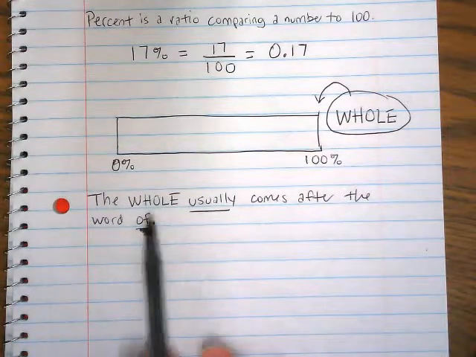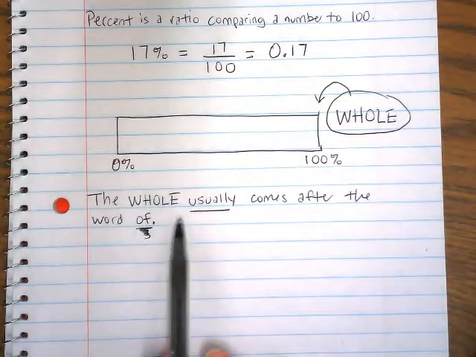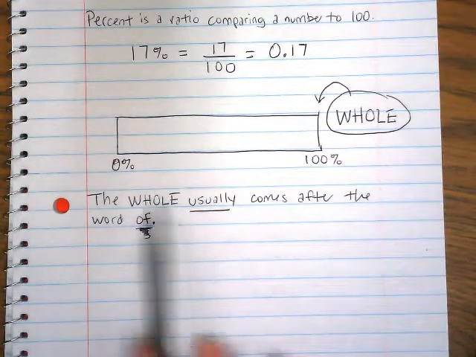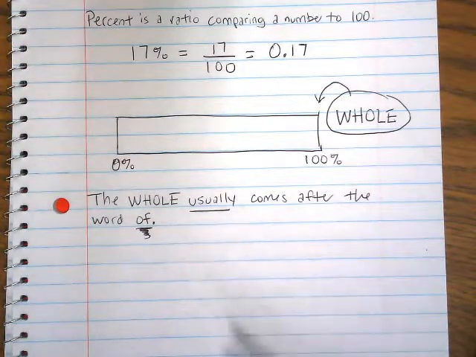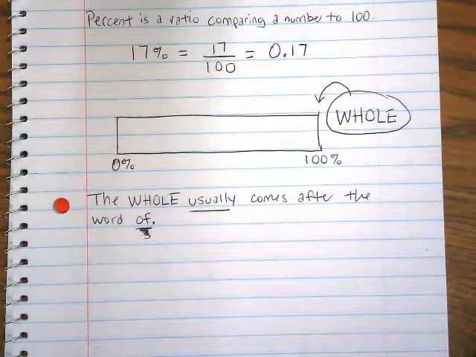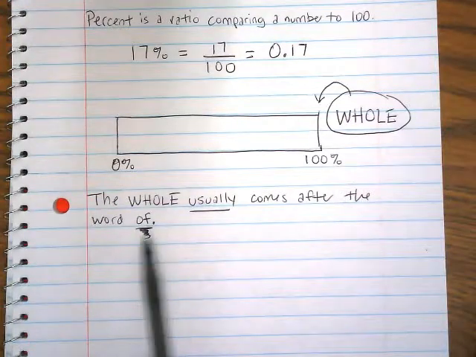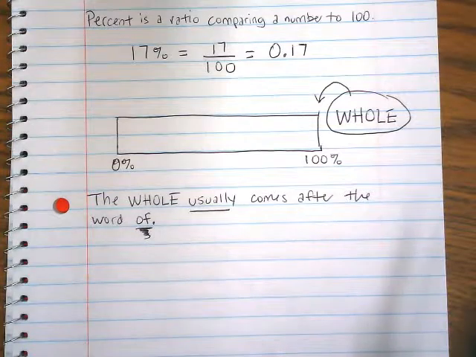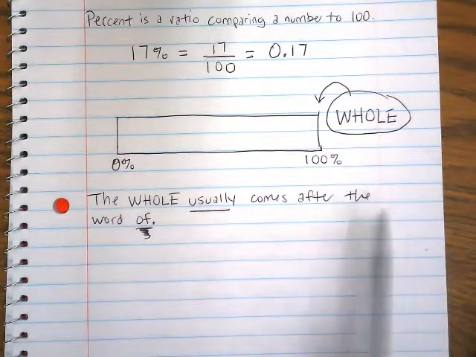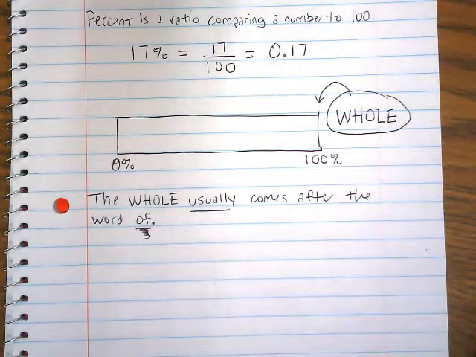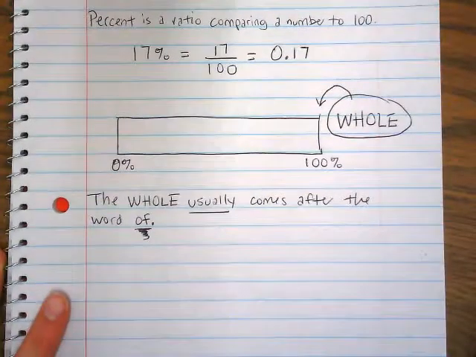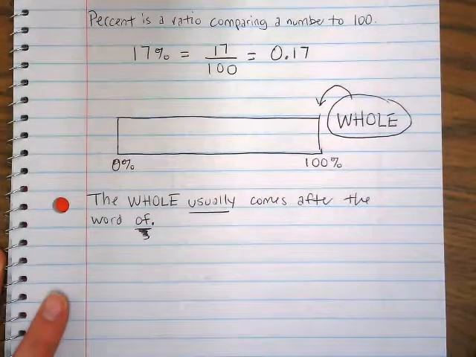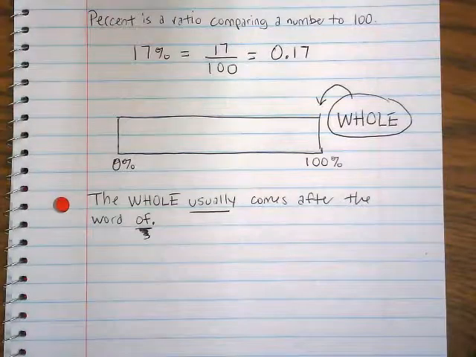Like if you got 16 out of 20 on a test, that means the whole was 20. It came after the word of. If there's not the word of there, you still got to use your brain and figure out what the whole is, but you can use this as kind of a hint. If you see the word of, check to see, does maybe the word after this represent my whole amount? Once you have all of this stuff down, you can go ahead and close your notebooks. We've finished the percent part.